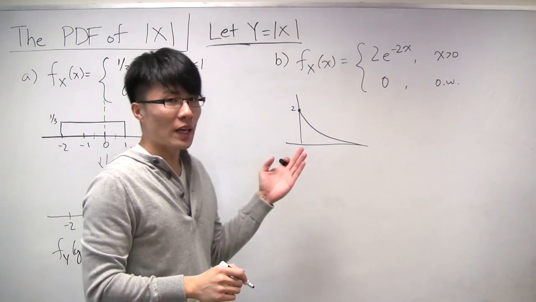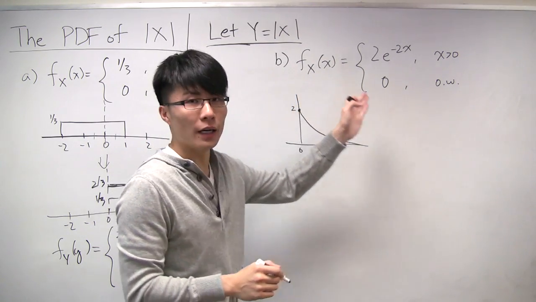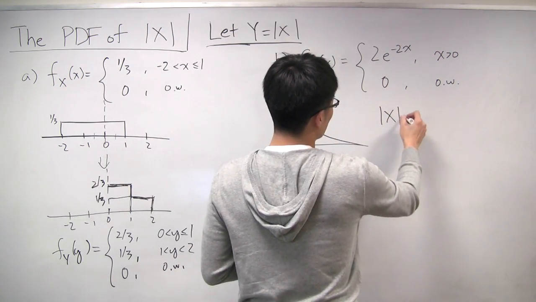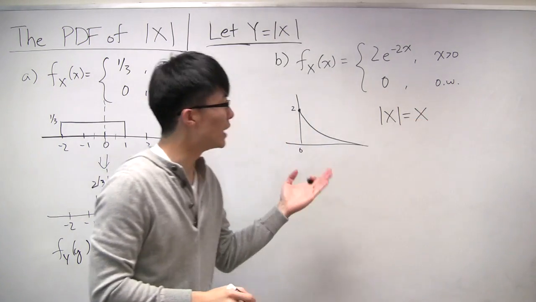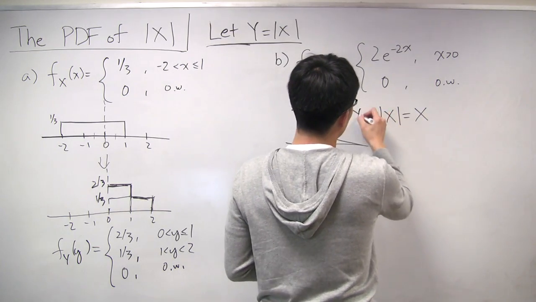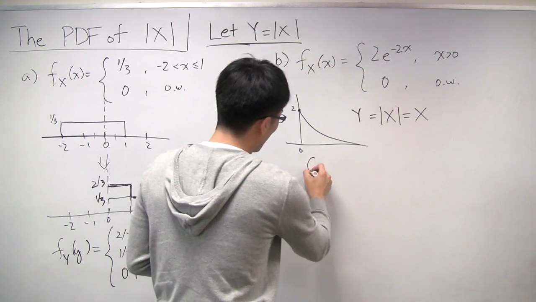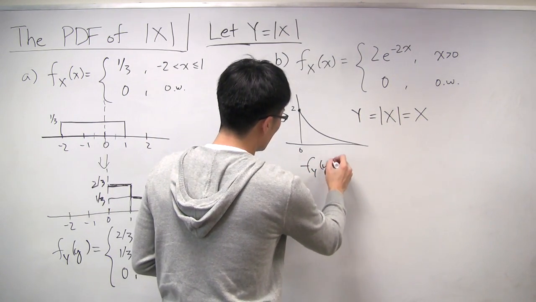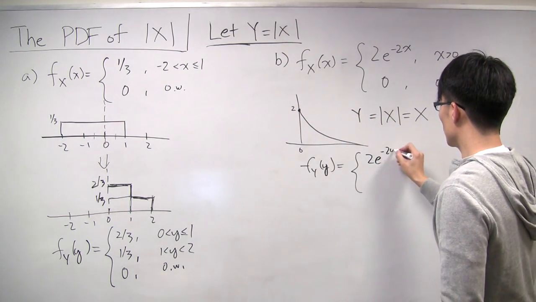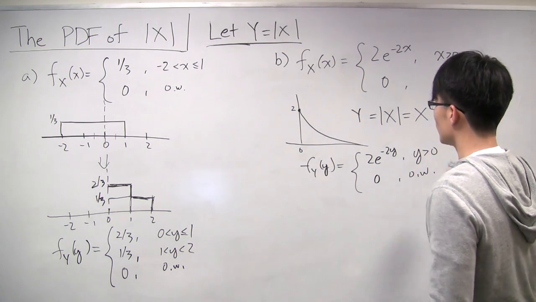So in this case, this is actually quite simple because if you look at it, x is already positive. It doesn't have any negative parts. So in fact, the absolute value of x is the same as x itself because x is never negative. And so y is just the same thing as x. And so in this case, actually, the PDF of y is exactly the same as the PDF of x. It's just 2e to the minus 2y for y positive and 0 otherwise.